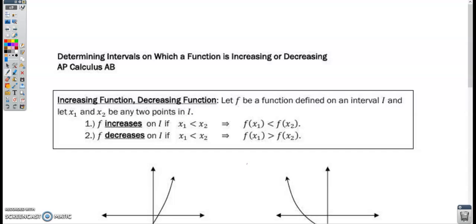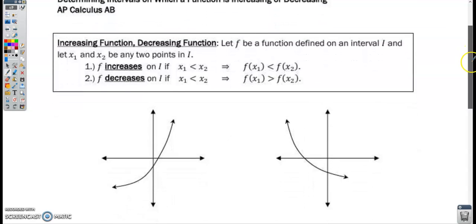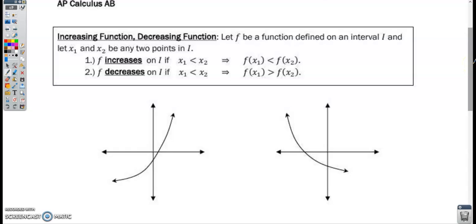In this video, we are going to be looking at information from section 5.3 of AP Calculus, determining intervals on which a function is increasing or decreasing. We start here with the definition of what it means to be an increasing function or a decreasing function, although I'm sure most of you have at least a pretty strong intuitive idea of what it means for something to be increasing or decreasing.